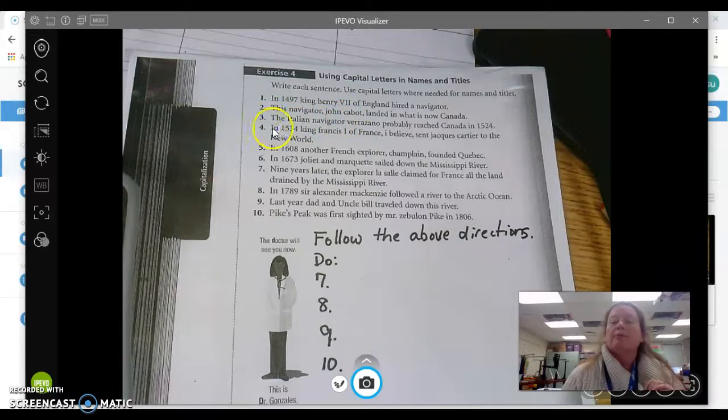In number 3, the Italian navigator, Veranzo, okay, so here we go. He is being called Navigator Veranzo. So N would be capitalized, V would be capitalized. Okay? All right, finish 4 and 5 and 6 using Cami. And then I want 7, 8, 9, and 10 to be typed out using Cami. Okay?